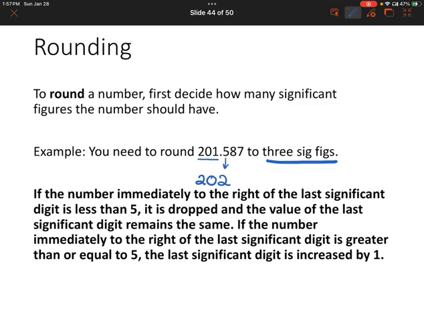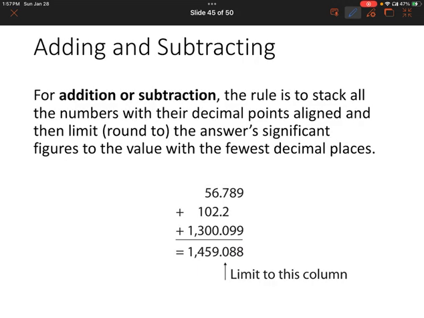But let's talk a little bit about adding and subtracting numbers, keeping in mind the significant figures, and then we'll also talk about multiplying and dividing. So for addition or subtraction, the rule is to stack all the numbers so that their decimal points are aligned. And then we want to limit the answer or round the answer to the value with the fewest decimal places. So that's going to give us our significant figures.